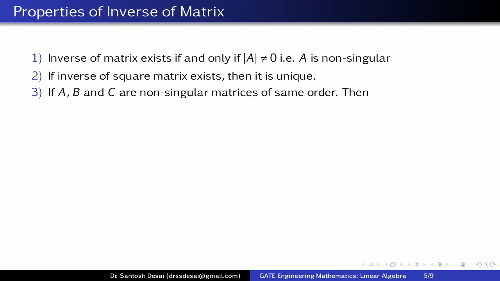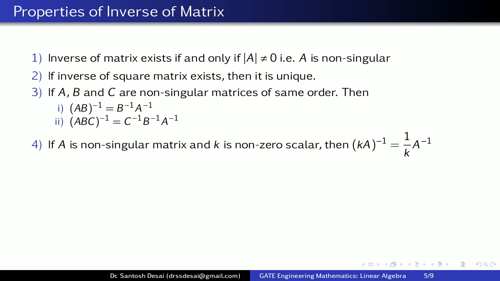If A, B, C are non-singular matrices of the same order, then (AB) inverse is equal to B inverse into A inverse. And second, (ABC) inverse is equal to C inverse, B inverse, A inverse. Similarly, one can extend this for four matrices: (ABCD) inverse is equal to, go on writing in the reverse order, D inverse, C inverse, B inverse and A inverse.